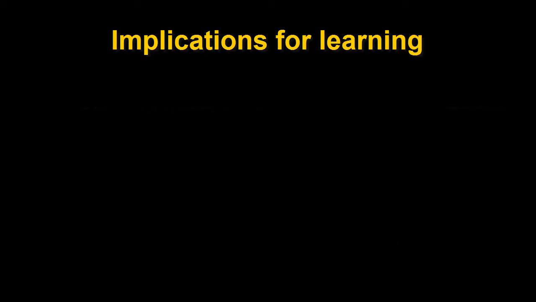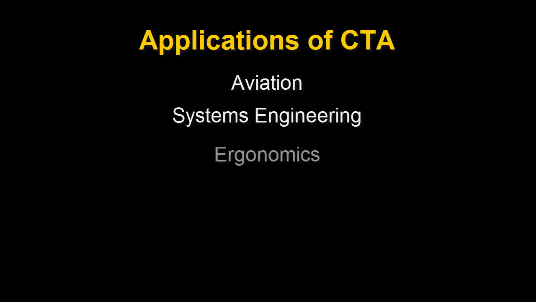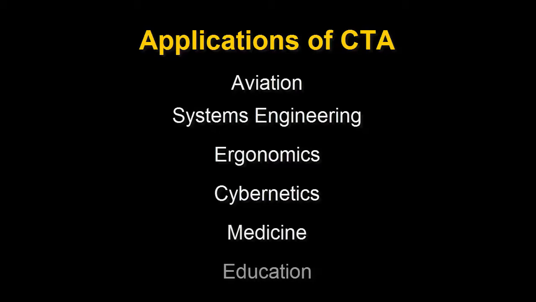So cognitive task analysis is the method then to elicit from experts the knowledge and skills represented by the actions and decisions they make when completing a difficult and complex task. CTA, in its various forms, has been around for a long time. The applications of CTA include aviation and air traffic control, as you might imagine, systems engineering, ergonomics, and cybernetics. Our studies have focused on the use of cognitive task analysis in medicine and more recently in education.